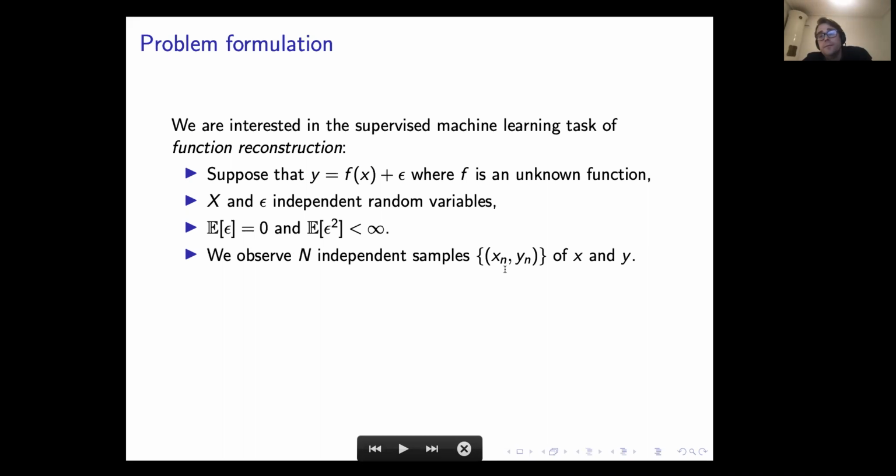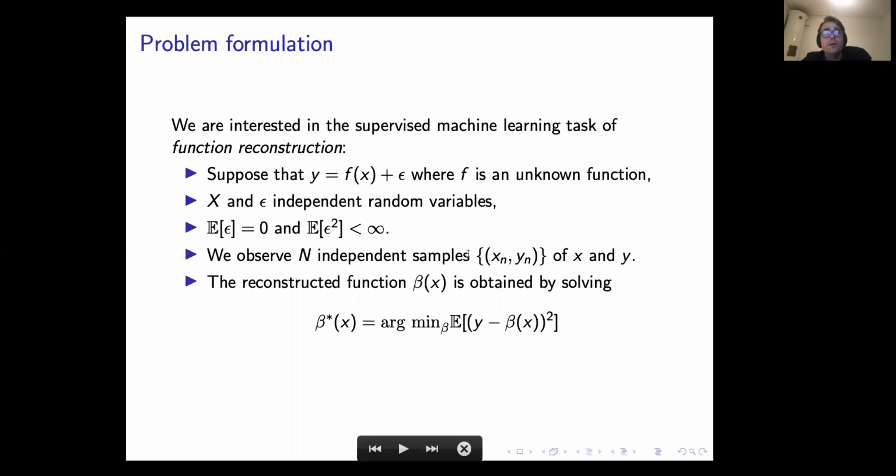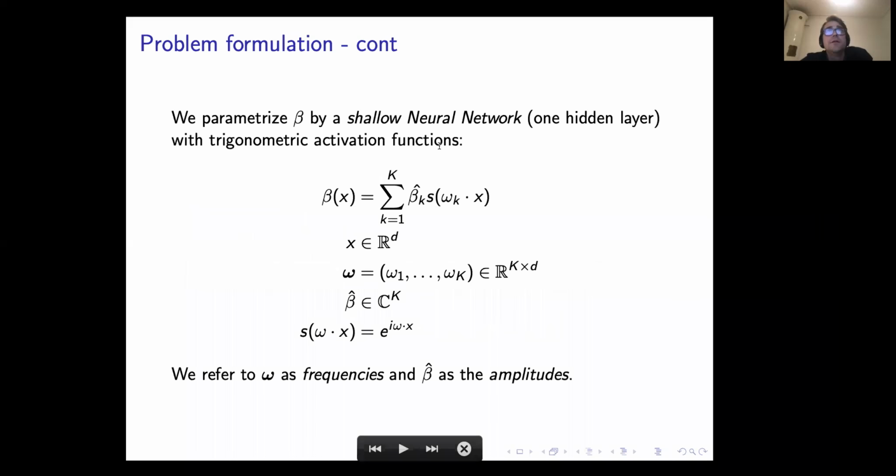We observe x and y, for simplicity independent samples. Not super important. And we reconstruct the function beta of x by solving a quadratic minimization problem. So far, all standard. Now, the first thing to decide on is how to parameterize beta. And in this work, we are looking at a shallow neural network.